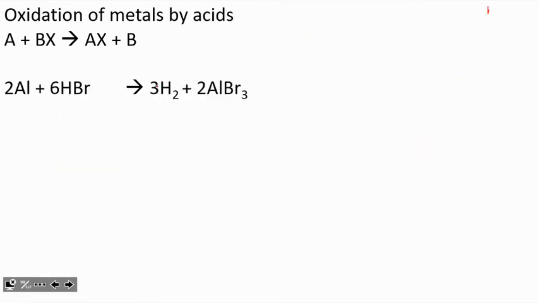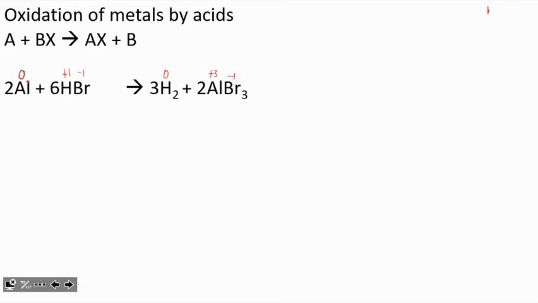So if we look at our next problem here, this is oxidation of metals by acid. We're going to look at our oxidation numbers and figure out what's being reduced and what's being oxidized. So for our aluminum here, it has a 0 oxidation number. It's not in a compound, it's by itself. This hydrogen has a +1. The bromine has a -1. This hydrogen's by itself, so it has a 0. Our aluminum then has a +3, and our bromine has a -1.